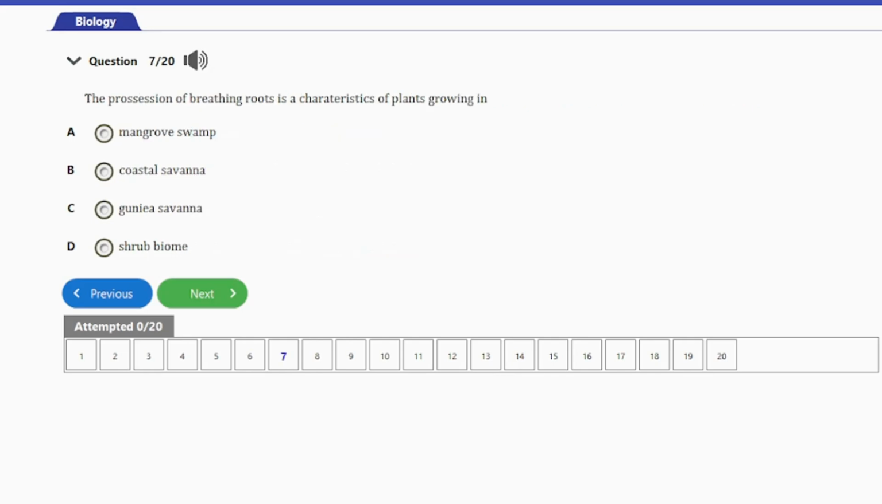Question number 7 says, the possession of breathing roots is a characteristic of plants growing in A, mangrove swamp, B, coastal savanna, C, Guinea savanna, D, shrub biome. The answer to this question is option A, and that's mangrove swamp. So let's consider the next question.